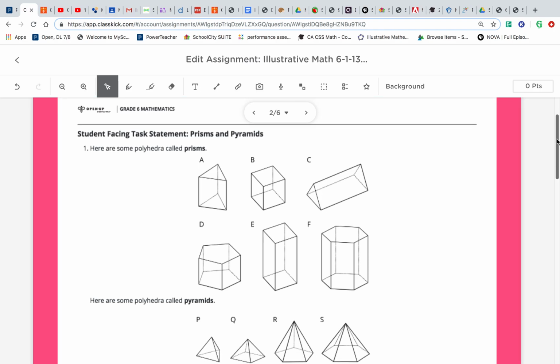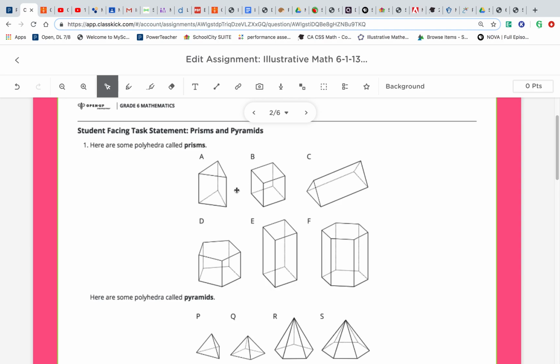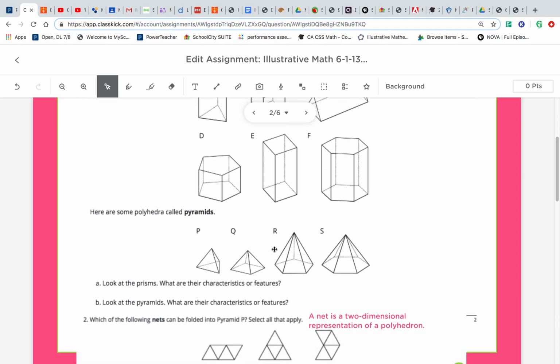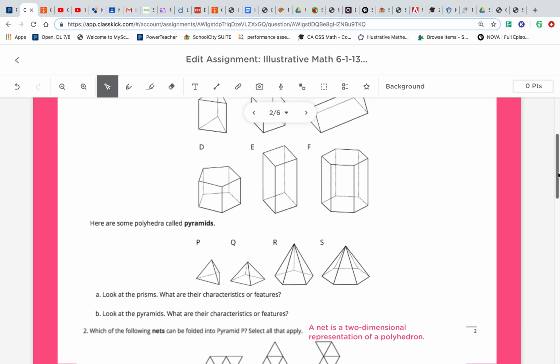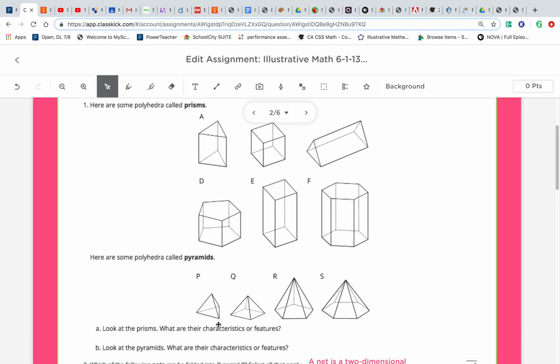So you can see we have polyhedra called prisms here. They're prisms, and that's A through F. And then for P, Q, R, and S, those are pyramids. Okay, so we wanted to know about the characteristics of prisms and the characteristics of pyramids. Okay, so let's look at some things that you might notice.